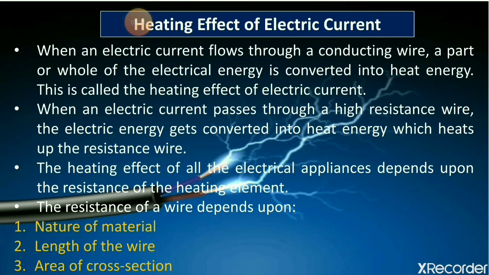It wastes in the form of heat. Okay, so when an electric current is passed through a high resistance wire, the resistance wire becomes hot and produces heat. So this is the heating effect of electric current. What happens when electric current passes through a high resistance wire? The electric energy gets converted into heat energy, and this heat energy heats up the resistance wire.